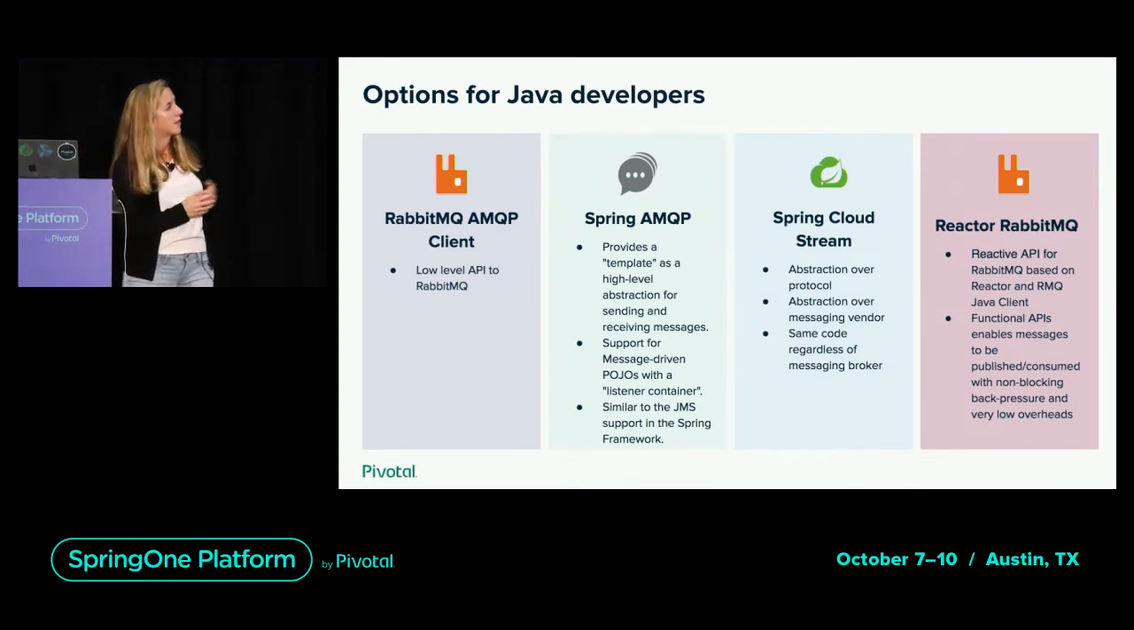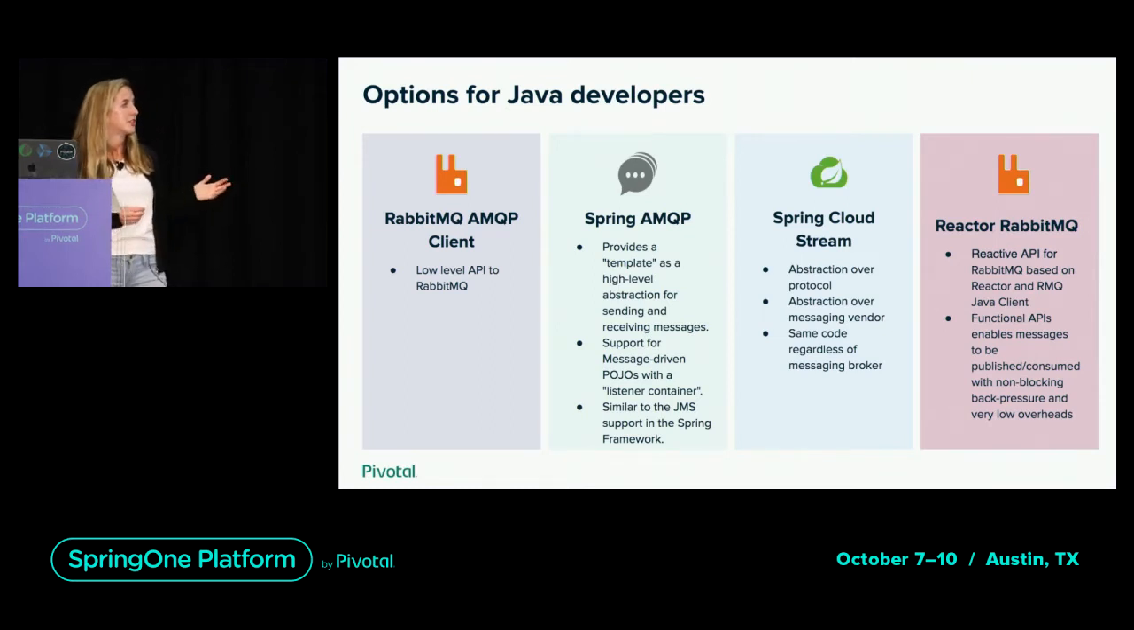And then you have Reactor RabbitMQ, which I talked about earlier. It's a reactive API for Rabbit based on Reactor and RMQ Java client. And its functional APIs enable messages to be published and consumed with non-blocking backpressure and very low overheads, which lets you, in applications using RabbitMQ, use Rabbit as a message bus or a streaming platform and integrate with other systems for that end-to-end reactive pipeline.